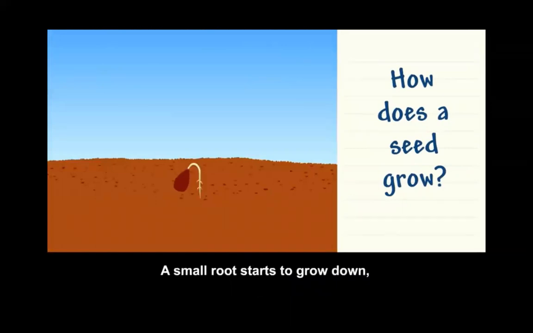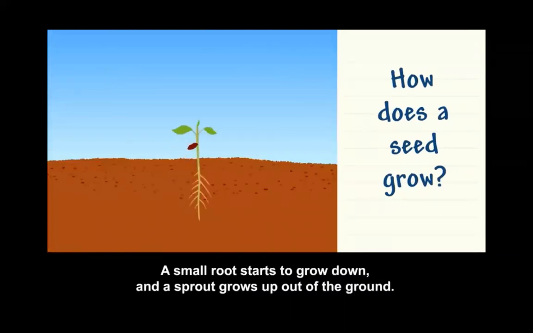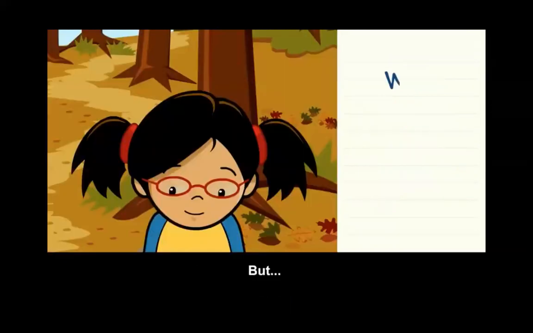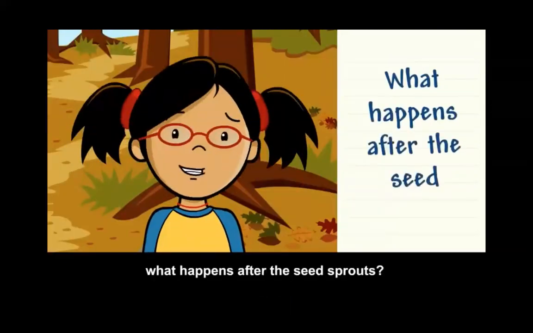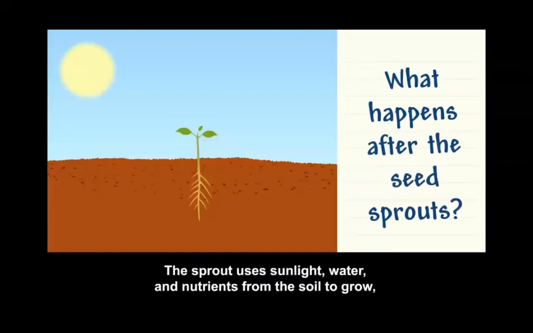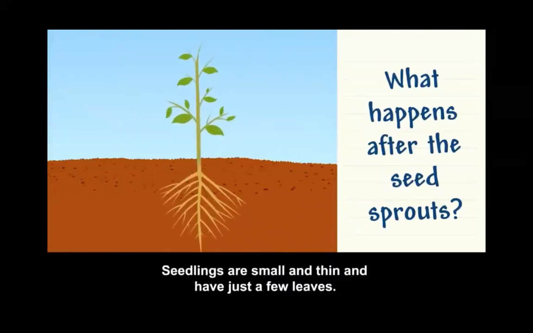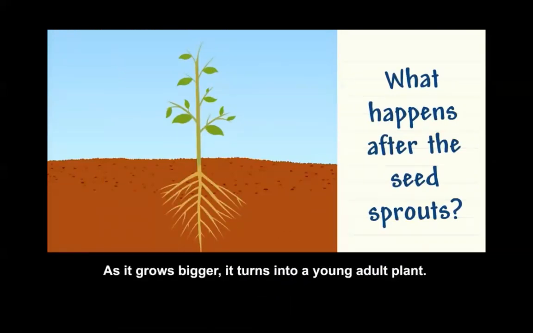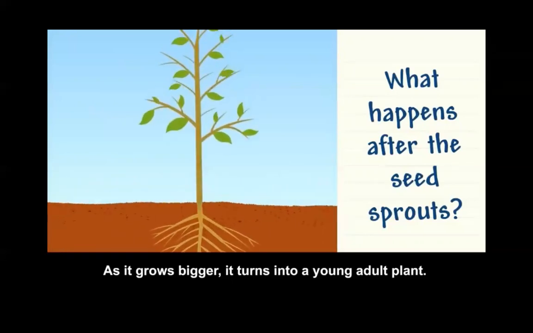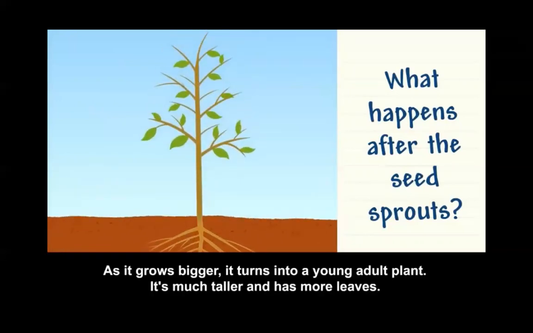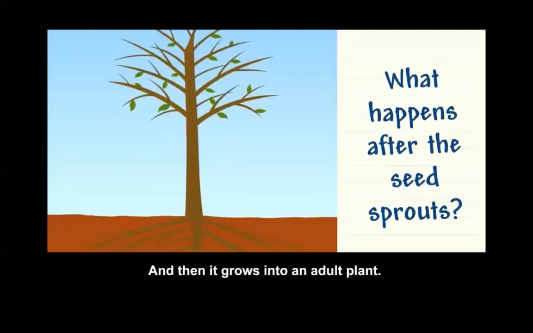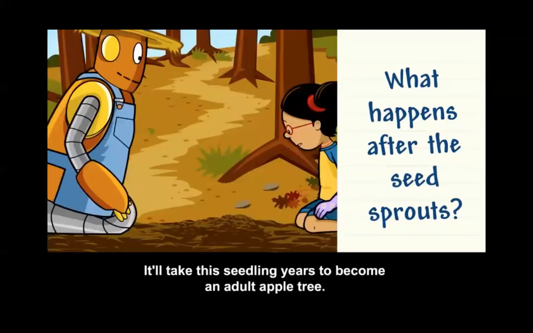A small root starts to grow down, and a sprout grows up out of the ground. But what happens after the seed sprouts? The sprout uses sunlight, water, and nutrients from the soil to grow, and soon it becomes a seedling. Seedlings are small and thin and have just a few leaves. As it grows bigger, it turns into a young adult plant. It's much taller and has more leaves. And then it grows into an adult plant. It'll take this seedling years to become an adult apple tree.